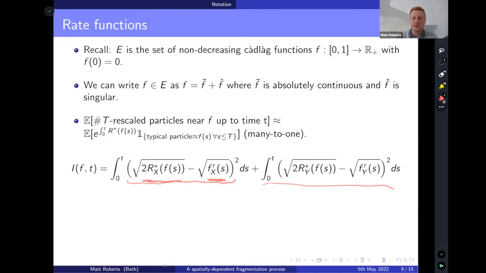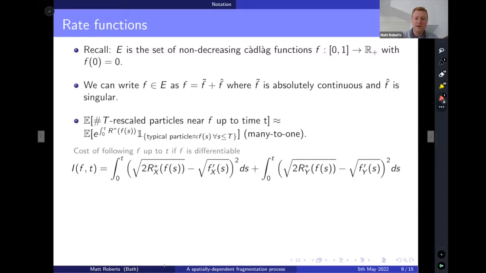Okay, so as I said, we hope this is the right cost of following f up to t, except that we've forgotten that this doesn't take into account the jumps in f. So if f has discontinuities, then this is not the right answer. And to get the right answer, we have to look at the next level up in large deviations, for when our jump distribution doesn't satisfy the strong Cramér condition. And notice that I said that the jumps are exponentially distributed. That's why discontinuities are possible.